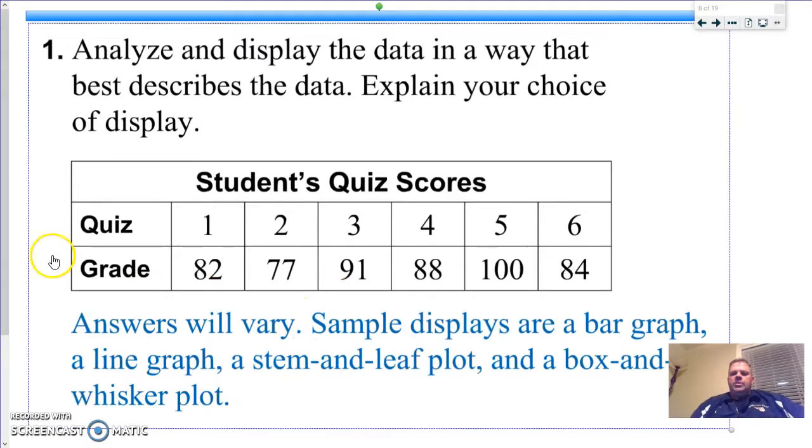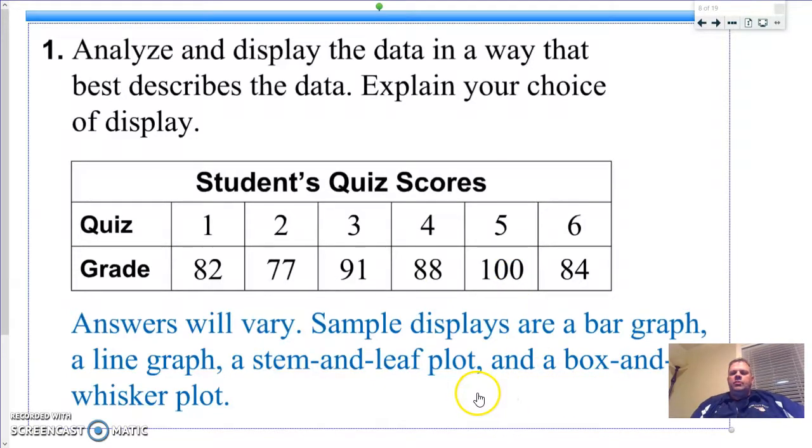So there's a lot of different things that we can do. One of the things that we could do is make a bar graph. We would have quizzes at the bottom and then the scores going up. We could make a line graph because a line graph would show us data over time. Each of those quizzes would be over the time. We could do a stem and leaf plot. We would have the 7s with a 7 behind it, the 8s with a 2, a 4, and an 8 behind it, a 9 with a 1, and then a 10 with a 0 also. Or we could also do a box and whiskers.